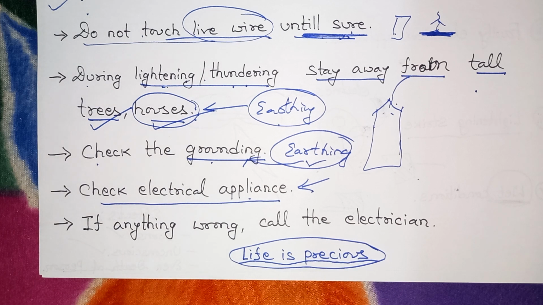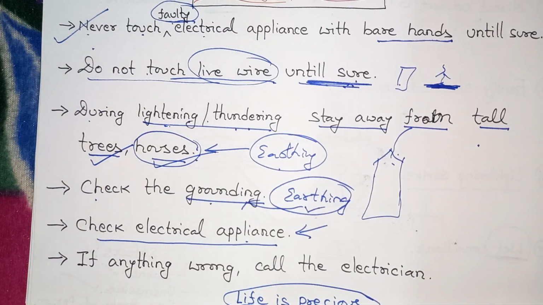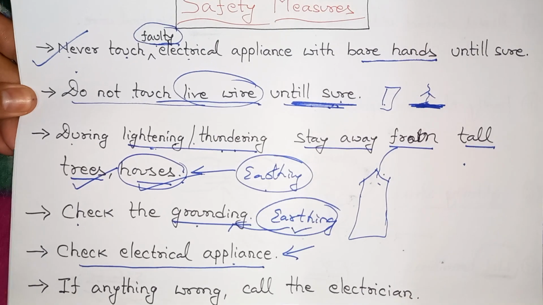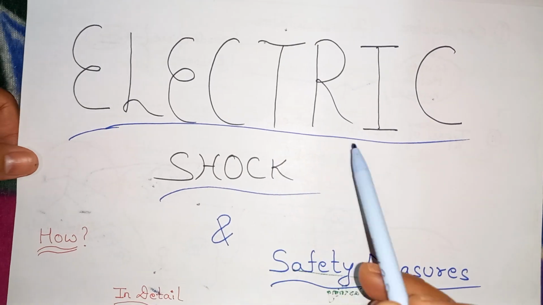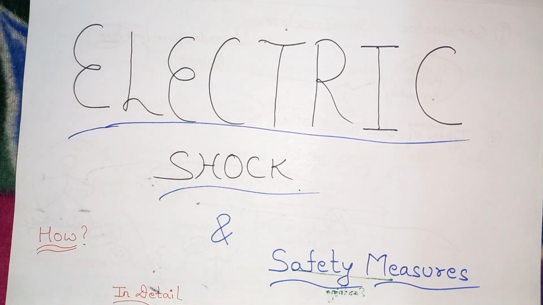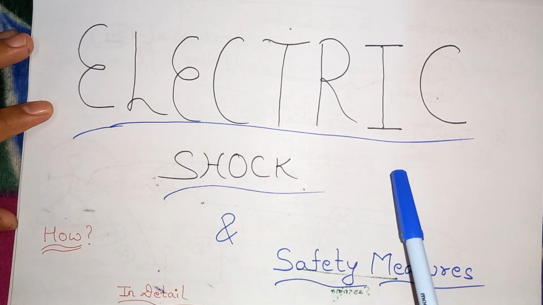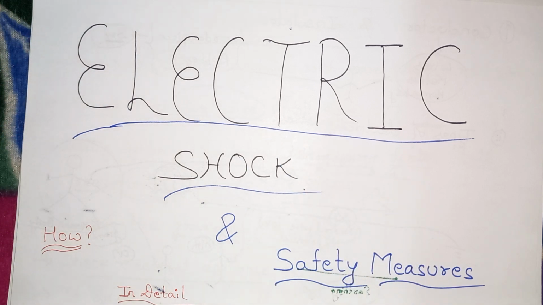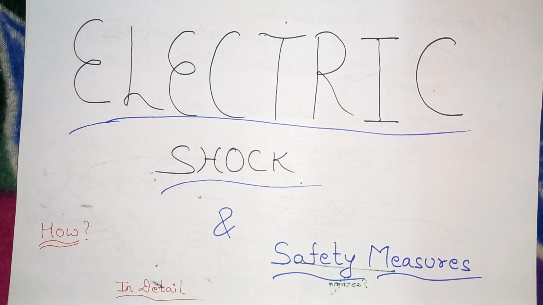So after learning this video, you know how electric shock occurs, what the safety measures for electric shock are, how we can make ourselves safe from electric shock, and how we can convey this message to our near and dear ones, our family members, to make them safe about electric shock. Today only this much. I have covered this much regarding electric shock, and this is the complete information.